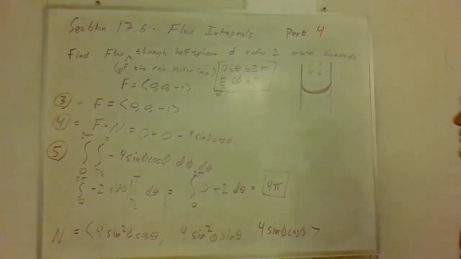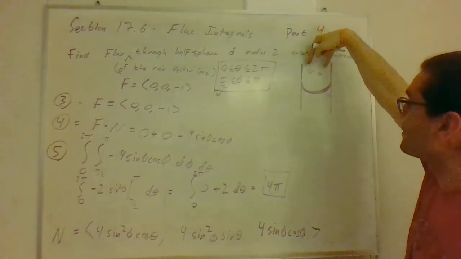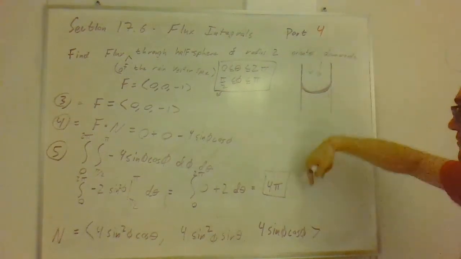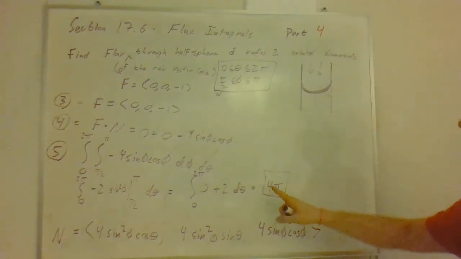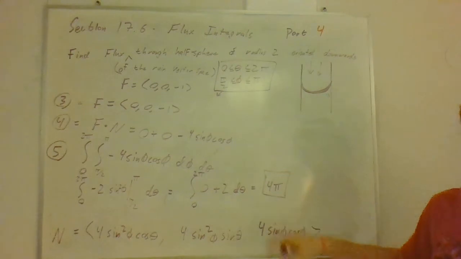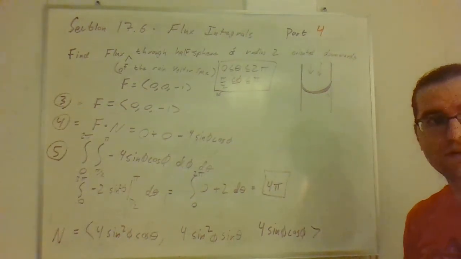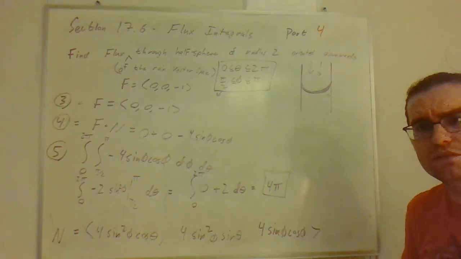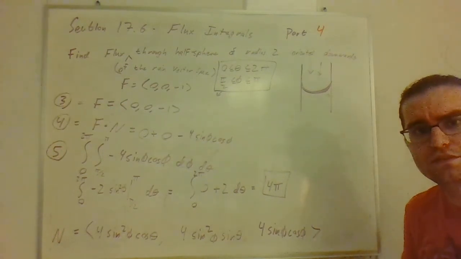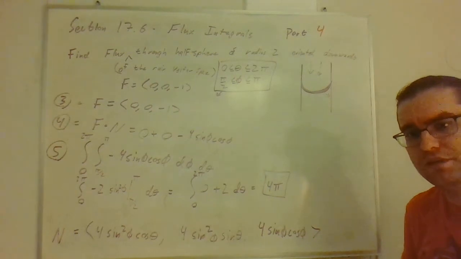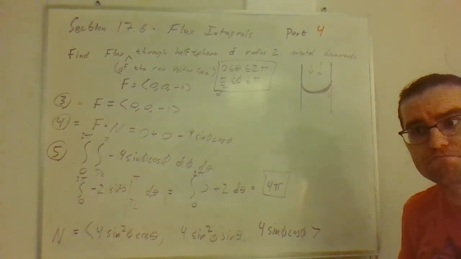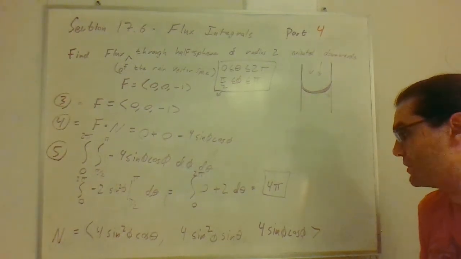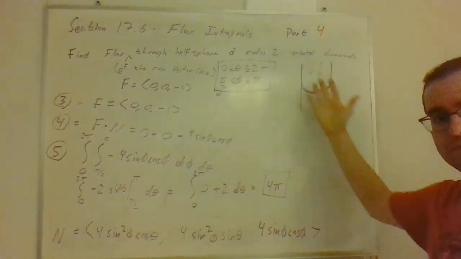So the flux through the drain catch of the flowing water is 4 pi. That was a 15-minute problem, largely because parameterizing spheres and then finding normal vectors to them is a little bit obnoxious, but it's very doable. So I hope that you have enjoyed this.